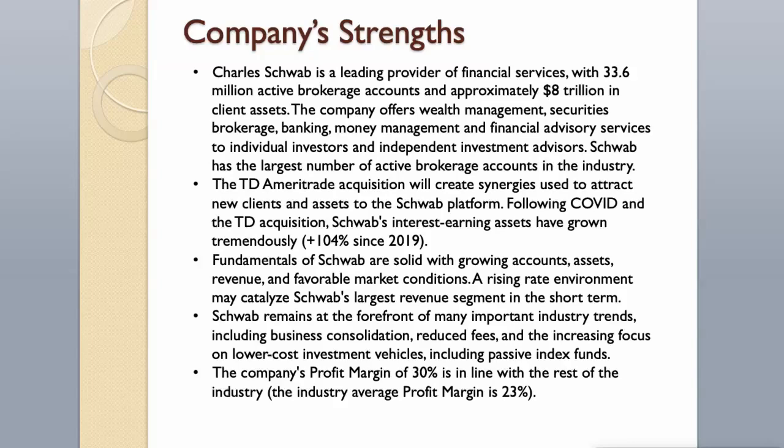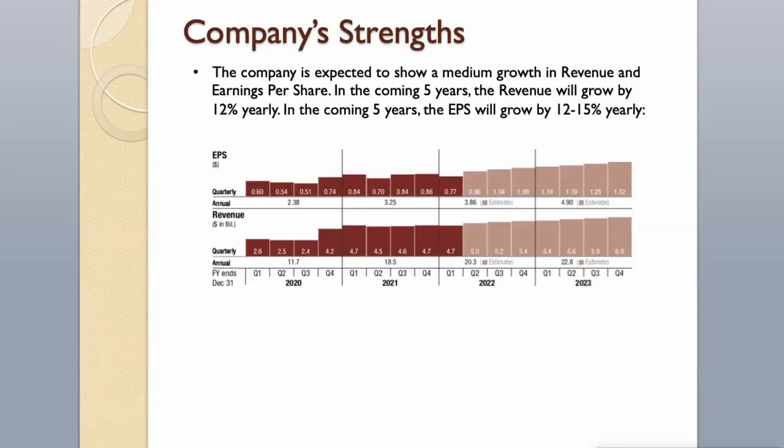The company's profit margin of 30% is in line with the rest of the industry. The industry average profit margin is 23%. The company is expected to show a medium growth in revenue and earnings per share. In the coming 5 years, the revenue will grow by 12% yearly. In the coming 5 years, the EPS will grow by 12 to 15% yearly.